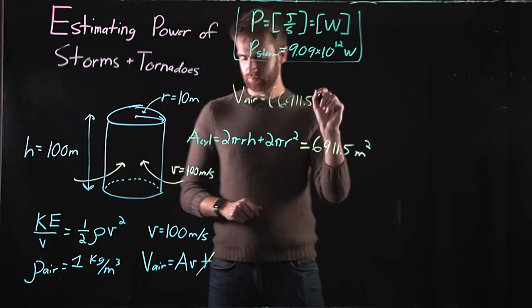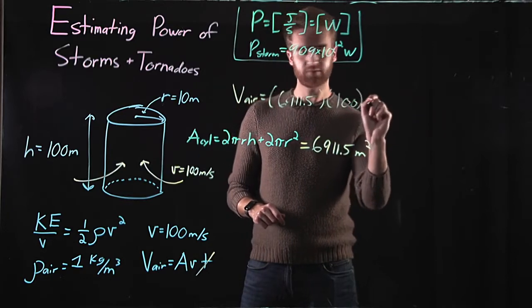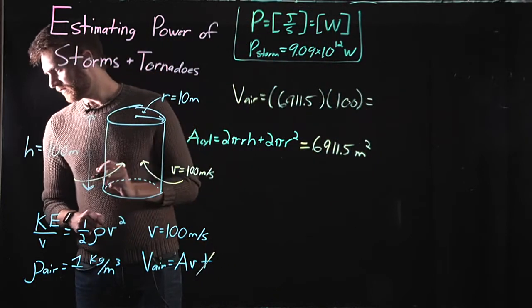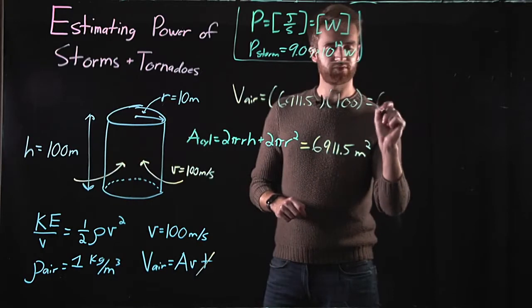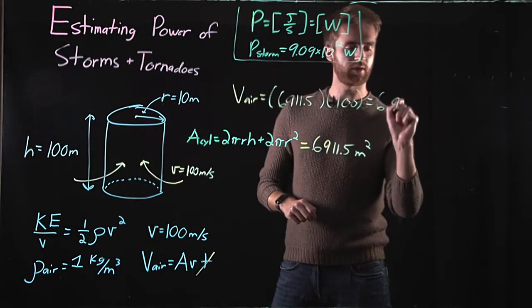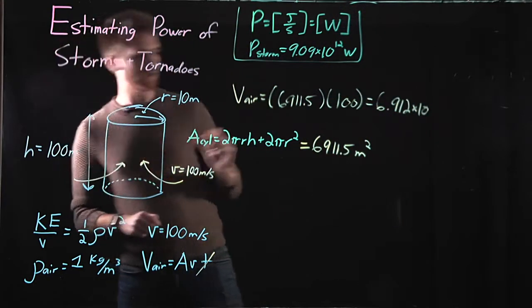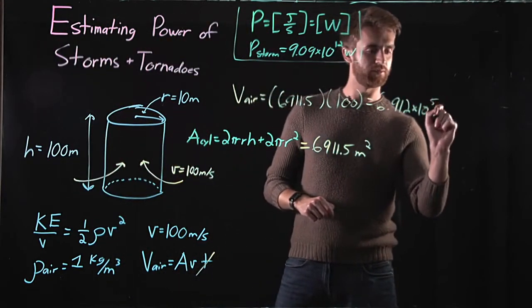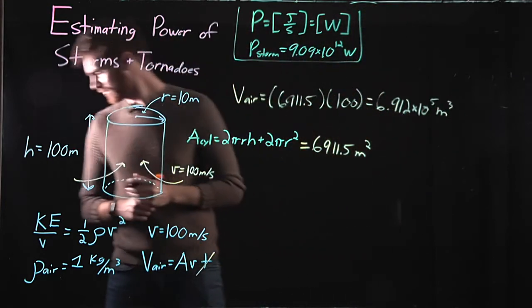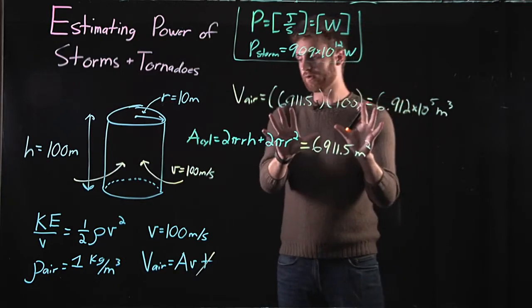6911.5 times 100 meters per second. And that gives us 6.912 times 10 to the 5 meters cubed. All right, so that is the volume of air taken up by the tornado.